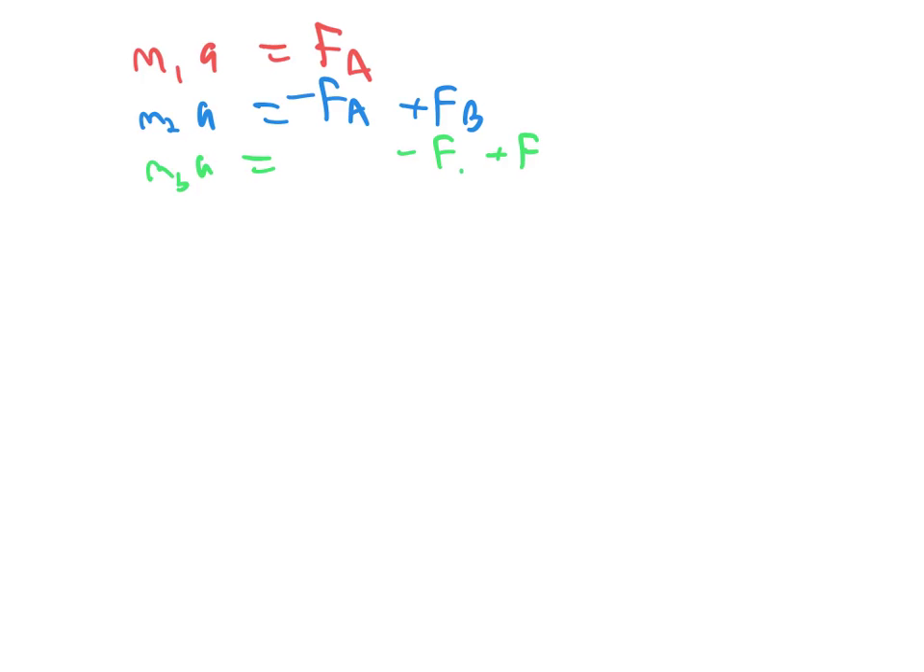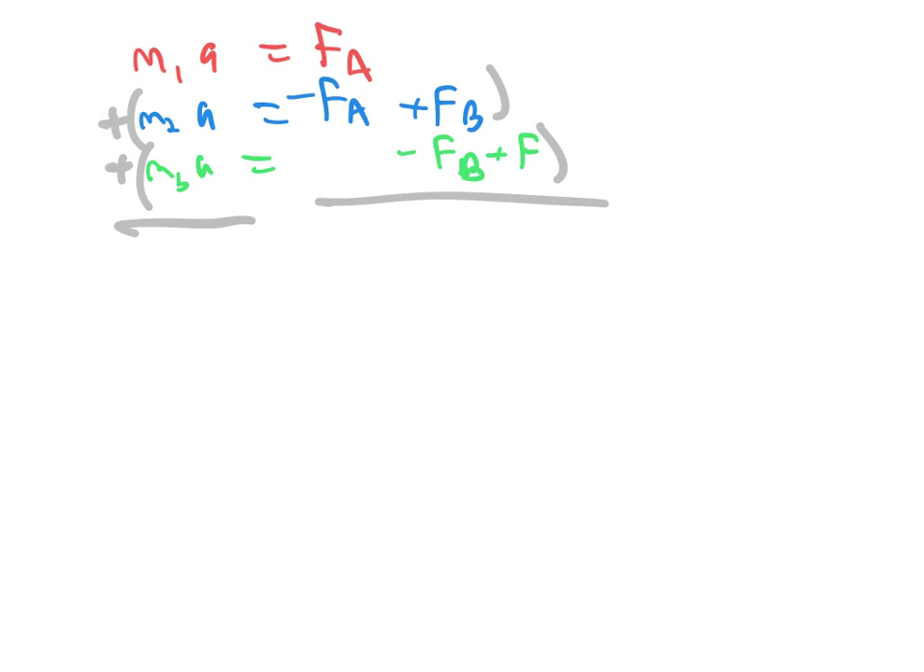M1A equals FA. And M2A is FB minus FA. And M3A is F minus FB. And I wrote those in a particular way because what I'm going to do now is I'm going to say, well, what if we just were to add that equation and that equation? So we add that and we add that. And we say, what comes out?